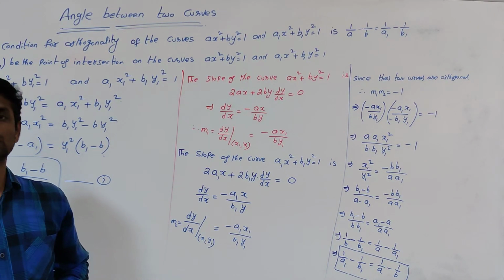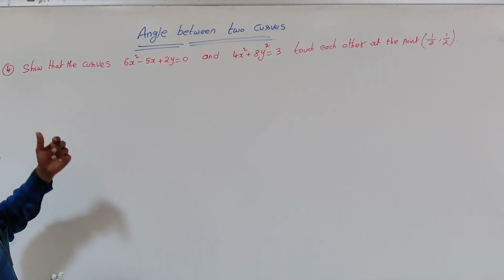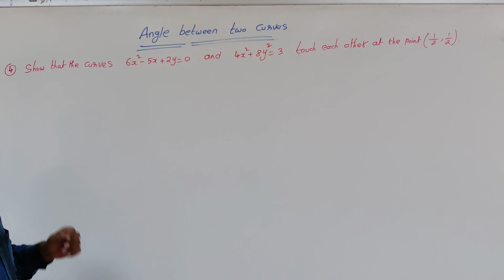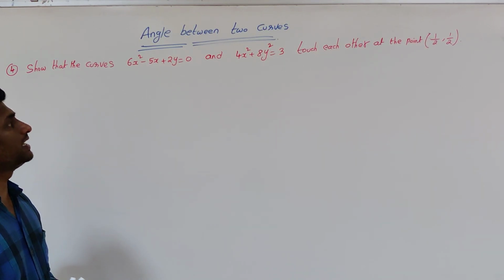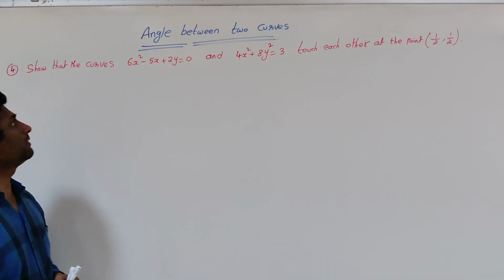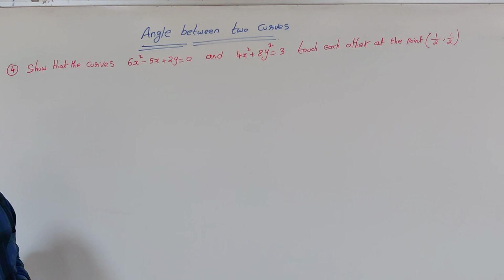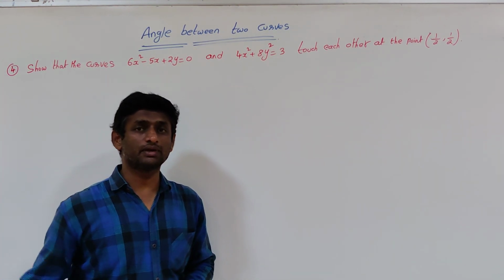Next problem please. So the next problem is, show that the two curves 6x square minus 5x plus 2y is equal to 0 and 4x square plus 8y square is equal to 3 touch each other at the point 1 by 2 comma 1 by 2. Means the point of intersection is given as 1 by 2 comma 1 by 2.